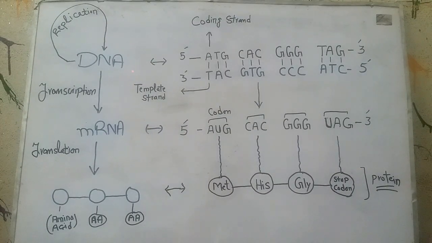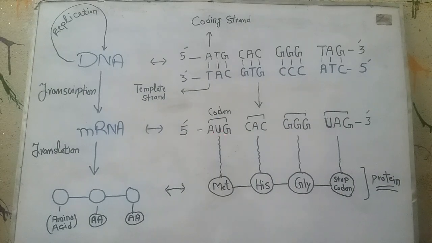And this is the detailed version of central dogma. Here a double-stranded DNA is given. One strand is given in black color, the other strand is given in blue color. The black strand is known as the coding strand, and the blue strand is known as the template strand. From the template strand, an mRNA molecule will be formed. This is known as the transcription process, and the sequence of mRNA will be the same as the coding strand. But in mRNA, thymine will be replaced by uracil.